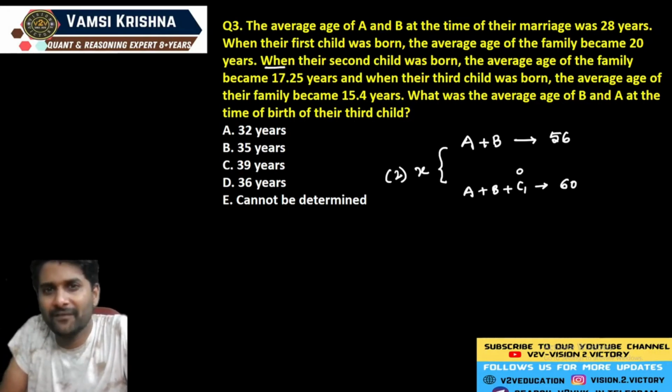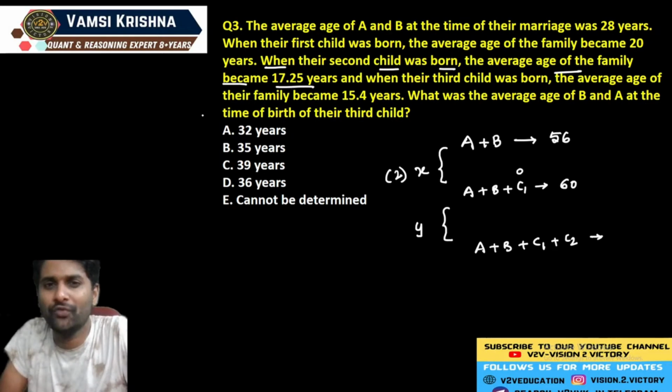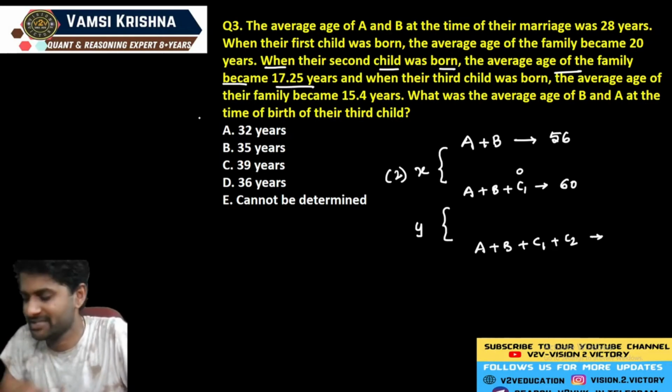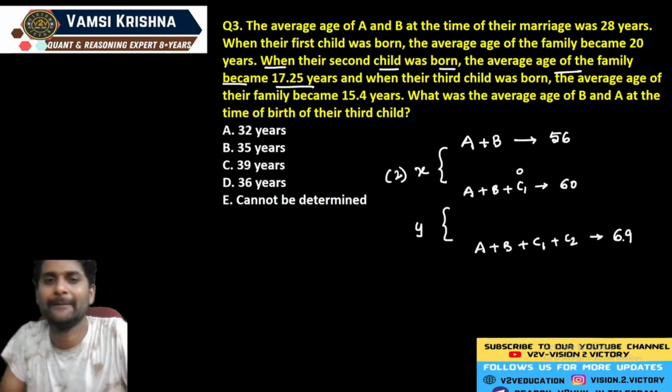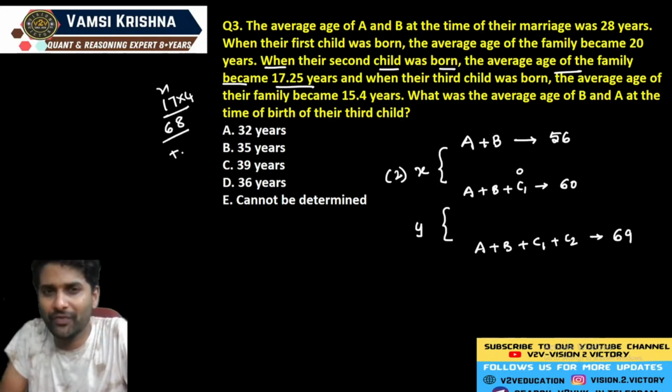Next one, see. When their second child was born, the average age of the family is 17.25 years. Let us assume it is Y years. Now here A, B, C1 and C2. Now what does the sum become? 17.25 multiplied by 4 members. If it is multiplied by 4 members, definitely the value becomes 69. Now see, 17 fours is 68, plus 0.25 multiplied by 4 becomes 1, so the total value becomes 69.